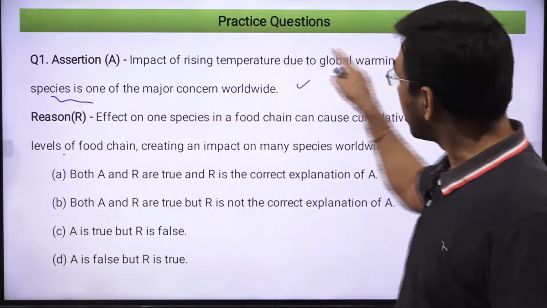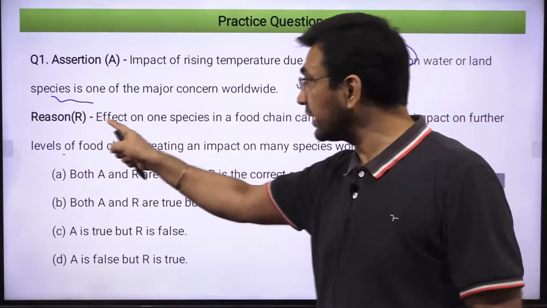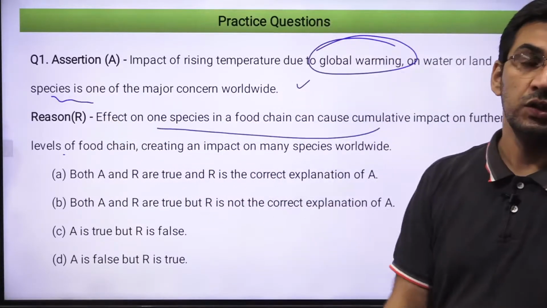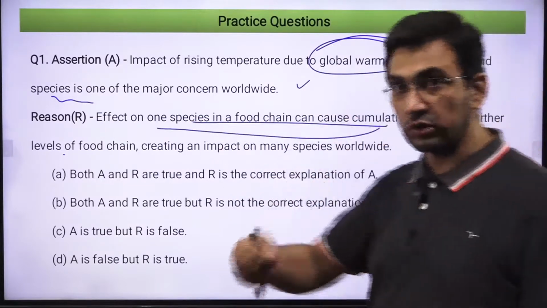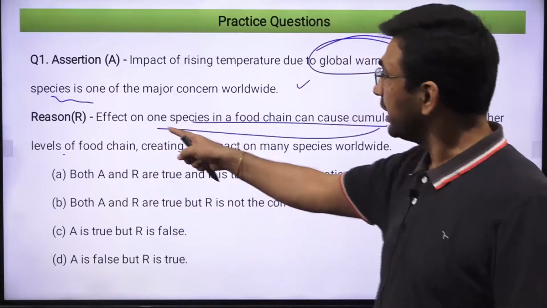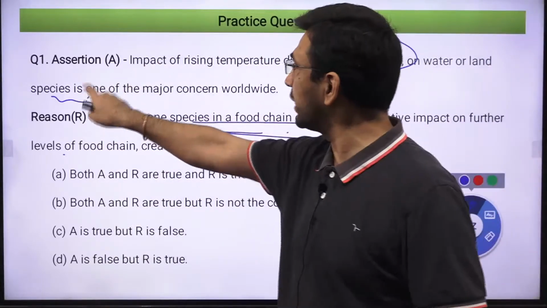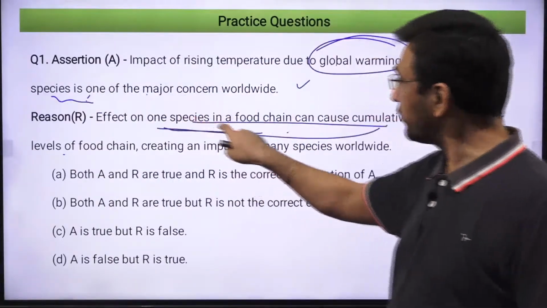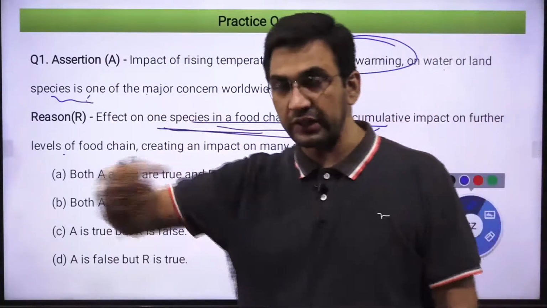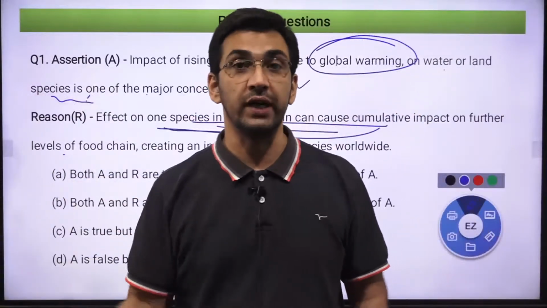So that means climate change or global warming is basically going to distort the food chain. How? Because if one species in the food chain is affected by the rise in temperature, then this is the correct reason why global warming will affect species. If any of the species is damaged, then definitely it is going to have a cumulative effect on the other species, and therefore the whole ecosystem will get destabilized.